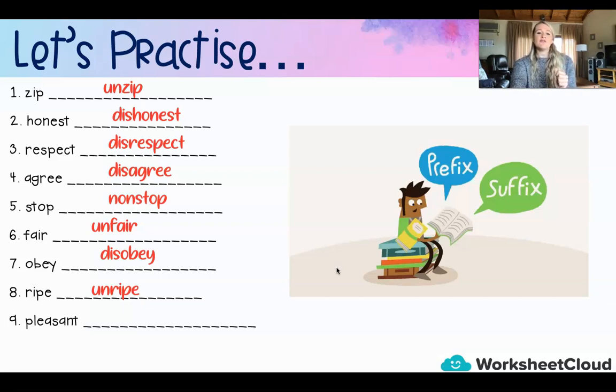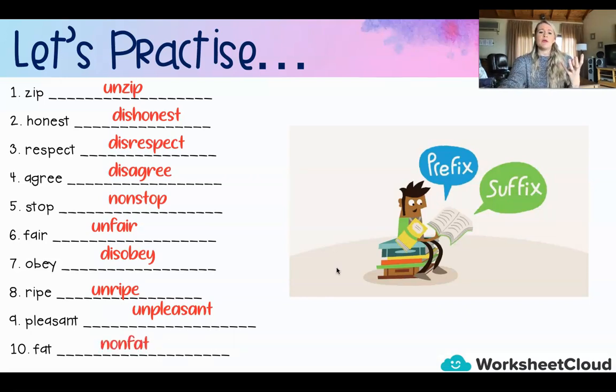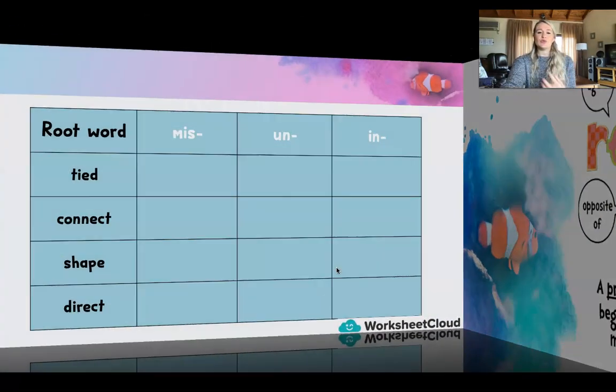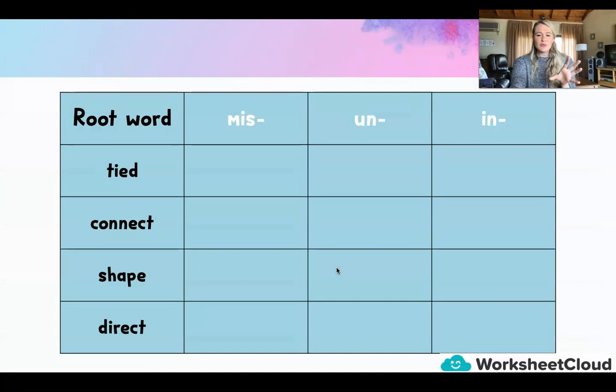And number 9, if we have the word pleasant, if you're happy and something is great, if it's not happy or great, we say it is unpleasant. And number 10, if something is fat, particularly if you think about yogurt, full fat yogurt, we can also have non-fat yogurt, right? So there are some examples there. Remember that a prefix is added to the beginning of a word to make a new word. Okay, again, we're going to practice again.